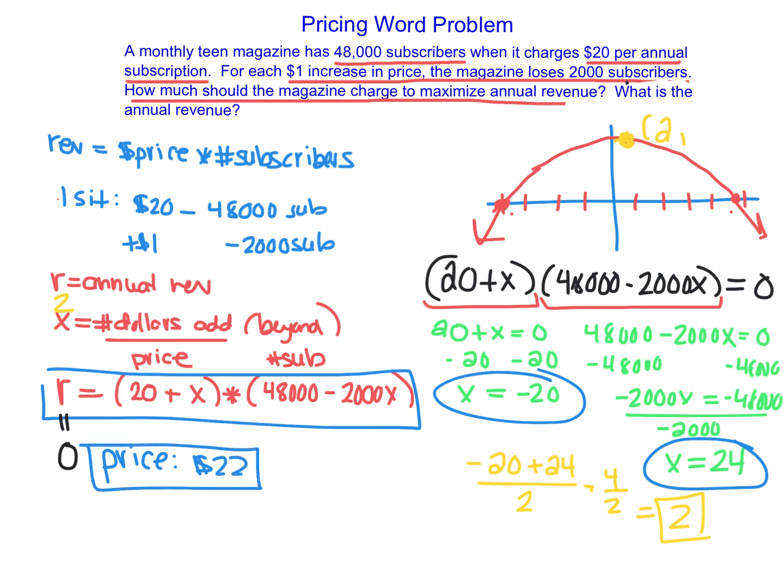Now, in order to figure out what that maximum revenue is, we have to take our x value of 2 and substitute it into our revenue equation. So 20 plus 2 becomes 22. 48,000 minus 2,000 times 2 becomes 48,000 minus 4,000, so that becomes 44,000. If we multiply those two numbers together, we find that our maximum revenue when we have a price of $22 is going to be $968,000.